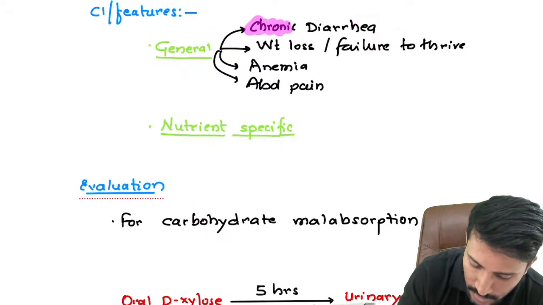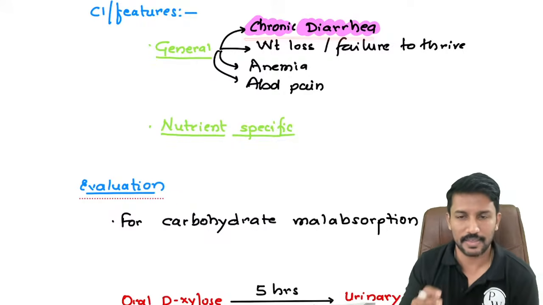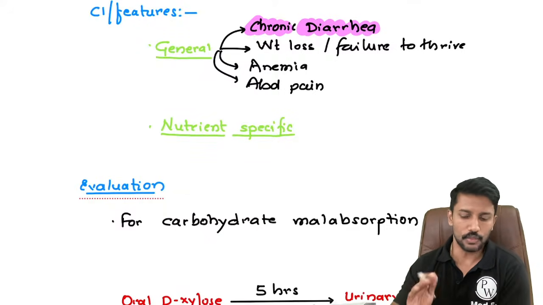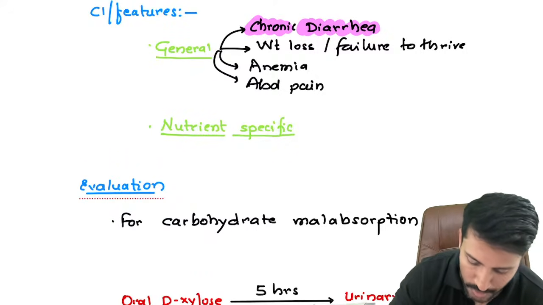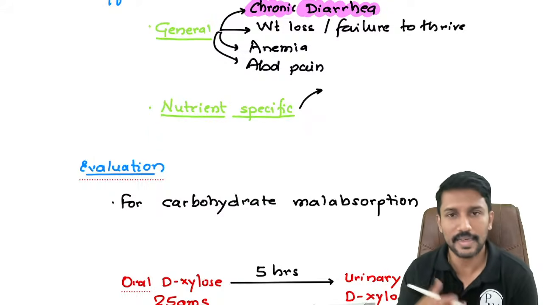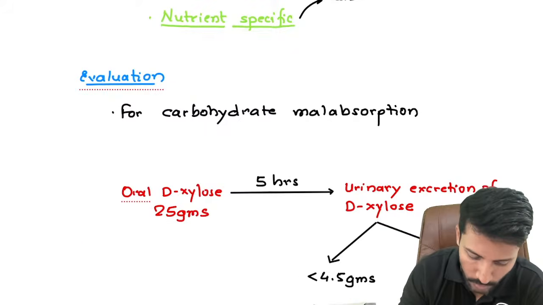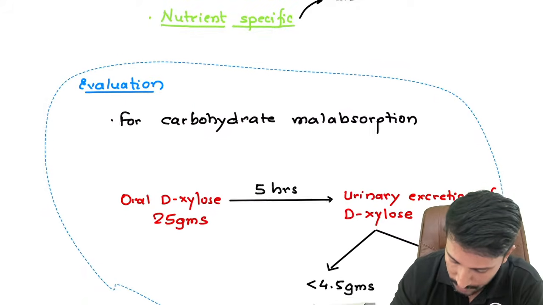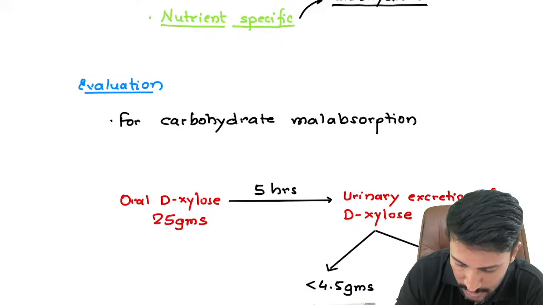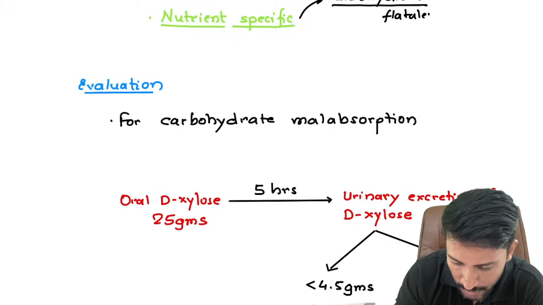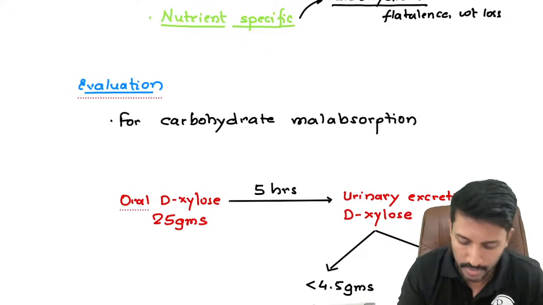What I want you to highlight is chronic diarrhea, because of whatever cases of malabsorption get diagnosed, the majority of them present to hospital with chronic diarrhea as the complaint, right? But you can also write nutrient specific symptoms. Let us say there is carbohydrate malabsorption. What symptom would I expect the patient to present with? Patients will present with flatulence because the carbohydrates will now be fermented by bacteria. Patients can have weight loss because the majority of our calories come from carbohydrates, right?